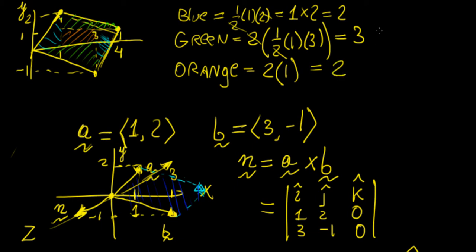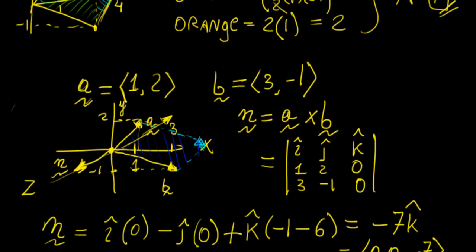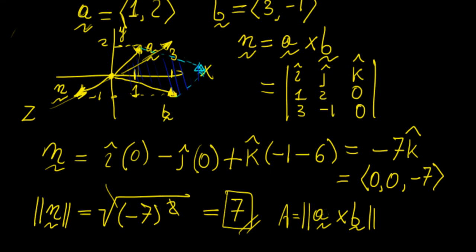And now what happens when we add all of this together? Well, the total area turns out to be 7 units. So how about that? We actually just found the area of this parallelogram by simply calculating the cross product of these two vectors that make it up. And it turns out to also be the length of the vector that is perpendicular to them.